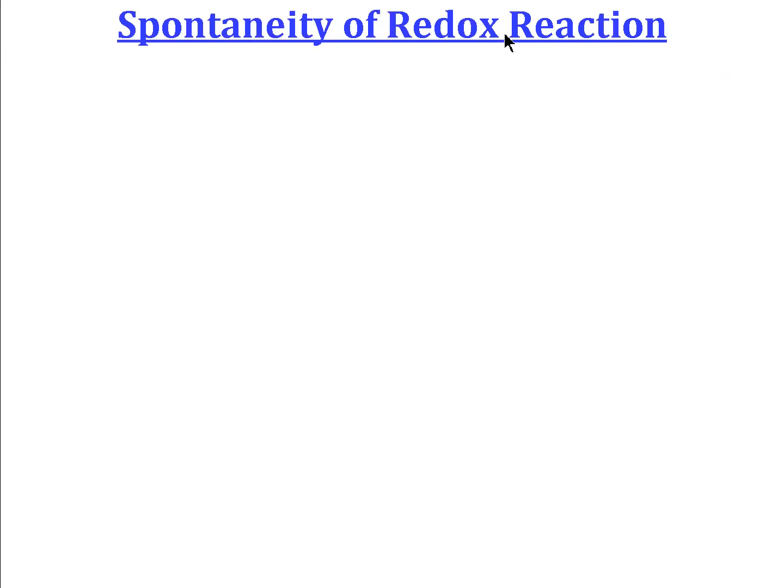The spontaneity of redox reaction. To know if a reaction is spontaneous according to thermodynamics, we can calculate delta G of the reaction, and if delta G of the reaction is negative, the reaction is spontaneous. Spontaneous means that it takes place in the condition mentioned. And if we want to know if a reaction is advanced, limited, quantitative, or complete, we can calculate the value of Kr, which is related to delta G0. So delta G is the spontaneity of the reaction, and delta G0 is the advancement of the reaction.